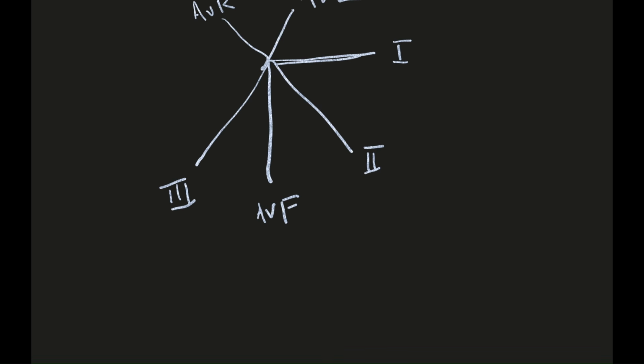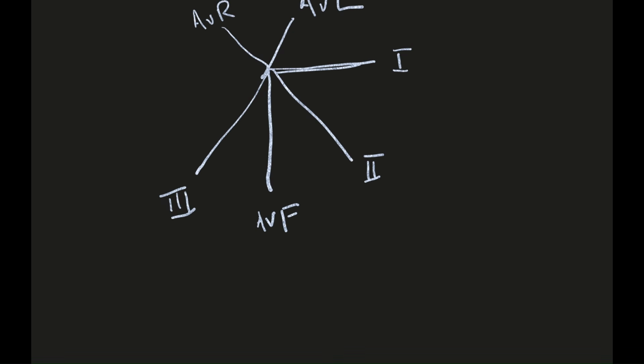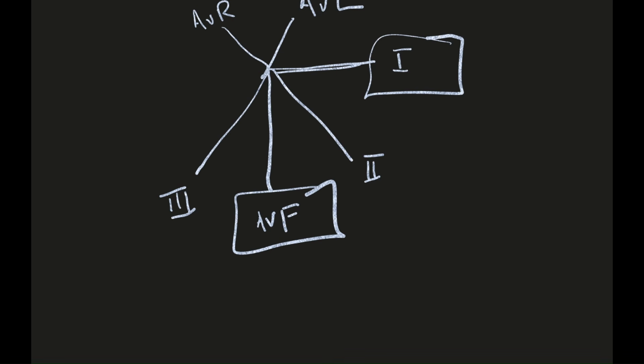be very easy for you to calculate the axis if you take any of these two leads which are at the right angle to each other. They are at the angle of 90 with each other. The calculation will be super easy. How about we take these two leads, lead 1 and AVF. I will draw them separately now. This is lead 1 and this is AVF.